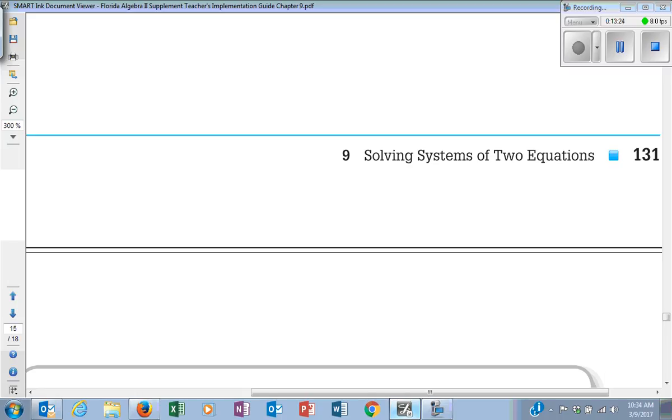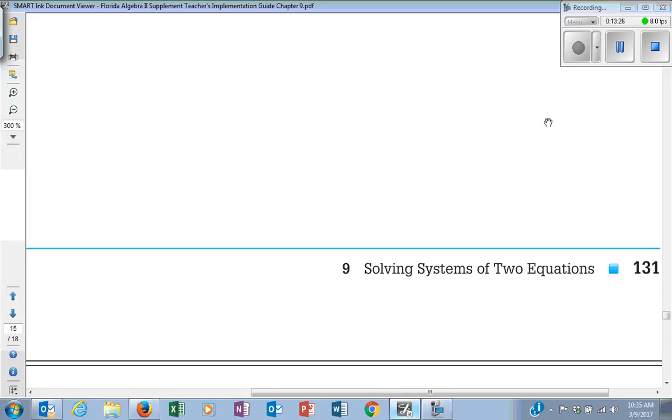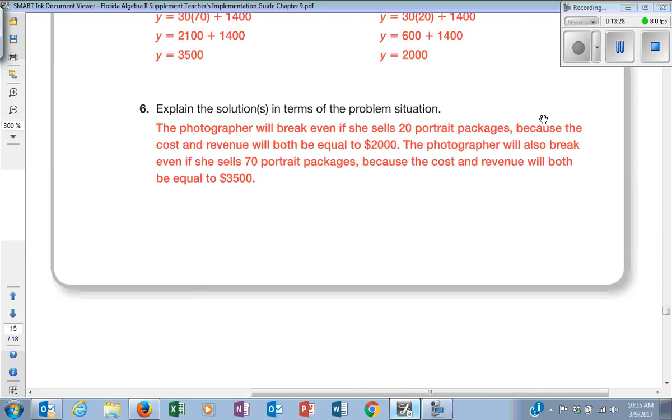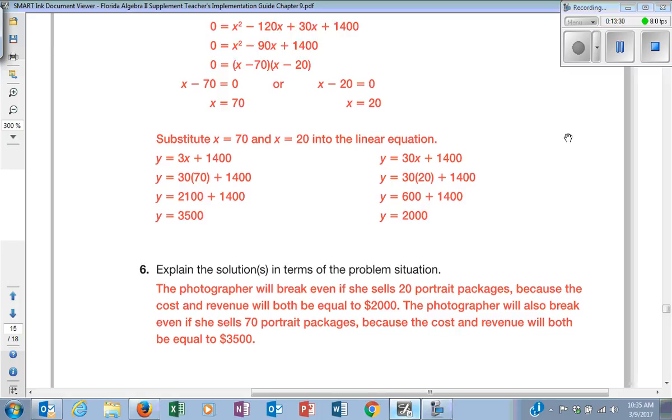All right, so hopefully this makes sense to you about solving systems of equations and what you're supposed to do. We're going to do a little bit more on this, like I said, tomorrow with 3 variables.